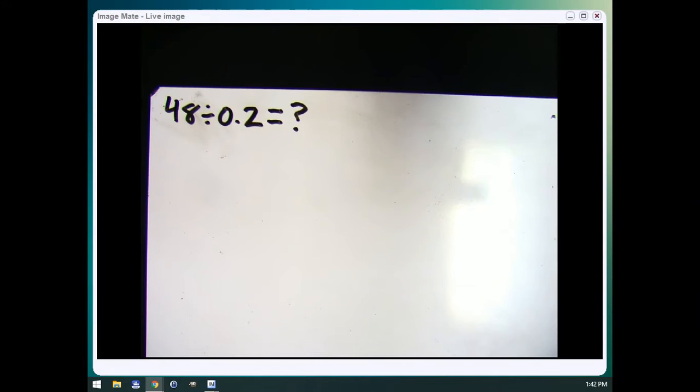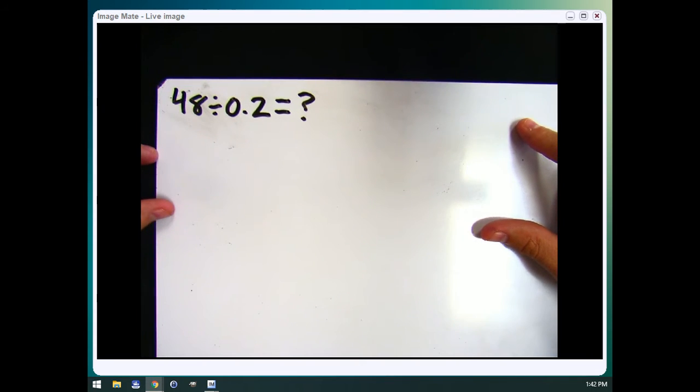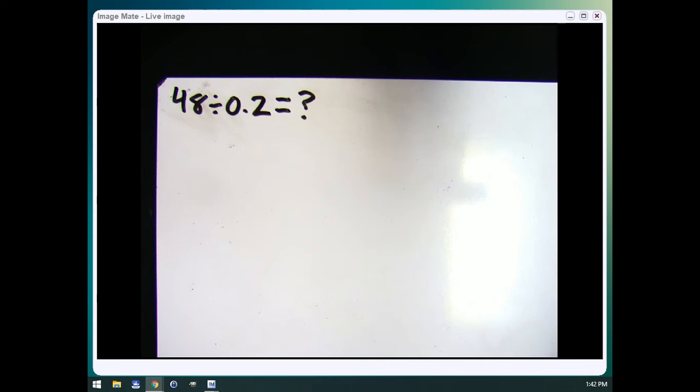All right, so today we're going to start looking at how to divide numbers where your divisor, aka the number on the outside, aka the number you are dividing by, has a decimal in it. And really, there's not much to it. There's just one simple little step to remember.